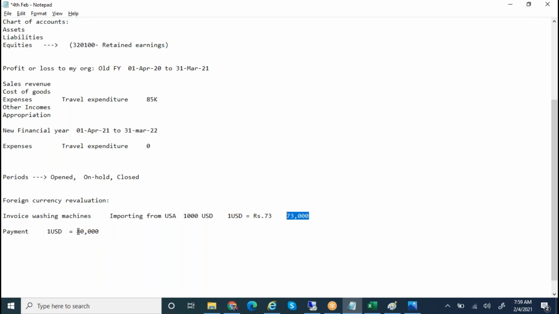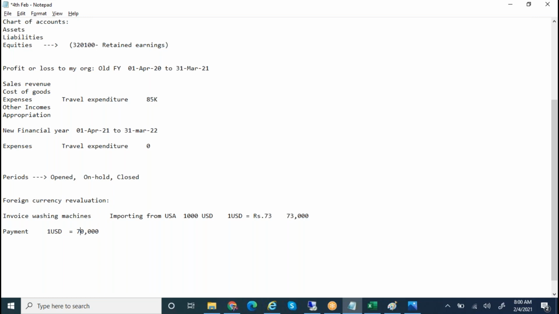Suppose it decreased to 70, then I can spend only 70,000 rupees and get $1,000 and make the payment to the vendor. Understood? Because of this exchange rate change, a gain or loss will come into the picture for my organization. That is foreign currency revaluation. So this will be applicable for imports and exports.